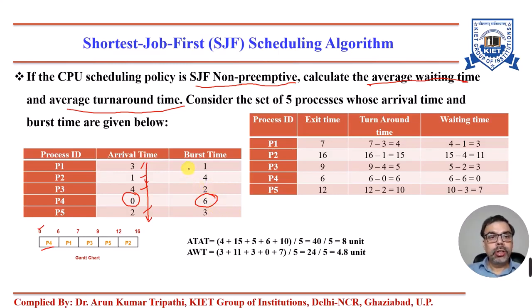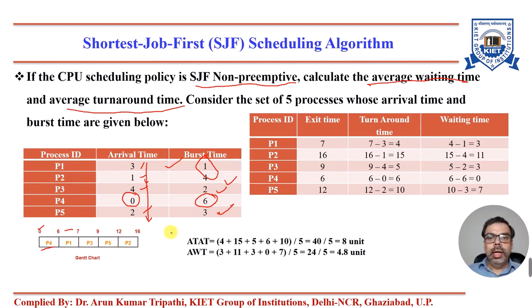Now I will search for the shortest burst time. Here I find P1 has the least, or the shortest, burst time. So P1 will be allocated the processor. It will execute for 1 unit of time as its burst time is 1 unit of time. Then P3 will get executed for 2 units of time, then P5 will get executed for 3 units of time, and at the last P2 will get executed. So this is the way to prepare the Gantt chart.